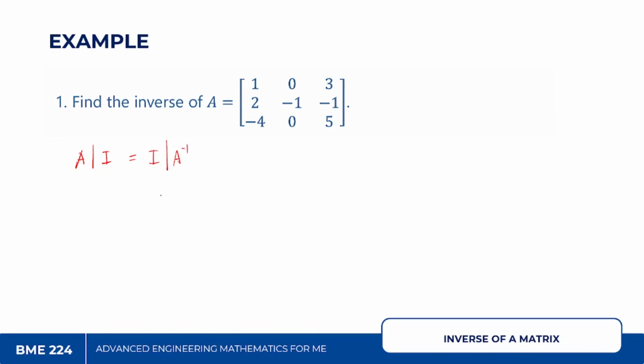Okay? Sige. Let's write it first. Okay, we have A. A and then I. This is it. So, 1, 0, 3, 2, negative 1, negative 1, 4, 0, 5. What is the 3 by 3 identity matrix? Right? For the identity, 1, 1, 1, then all other elements will be zeros. Okay, that's it, right? Okay, that's it. Brackets, okay.